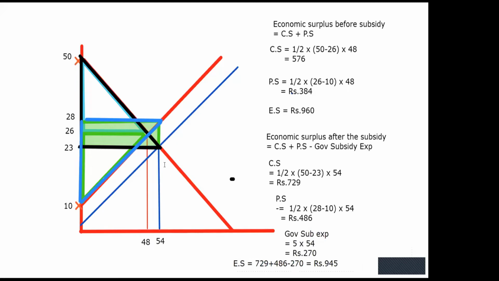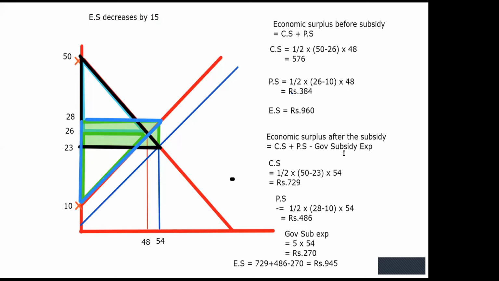So they're asking you for the change in economic surplus. The change in economic surplus is 945 minus 960. It has decreased by 15. Isn't there times the economic surplus increases after subsidy? Economic surplus after subsidy will not really increase, it will actually decrease. Because why? The government spending is much more than the benefit that the producer and the consumer get. So always the economic surplus is decreasing. It's creating an inefficiency.